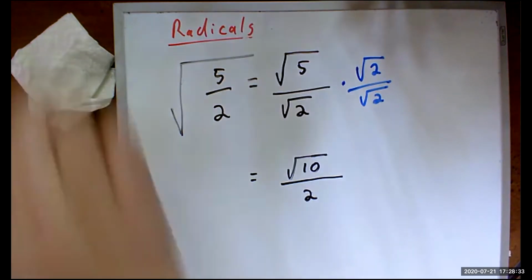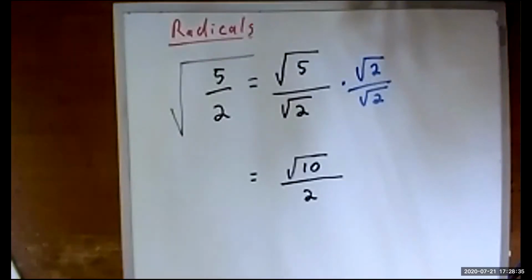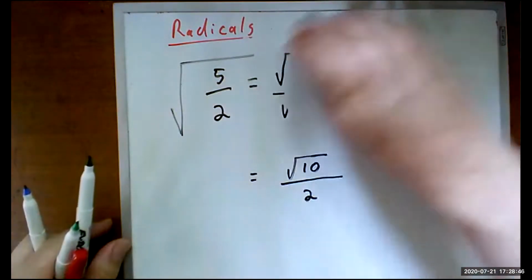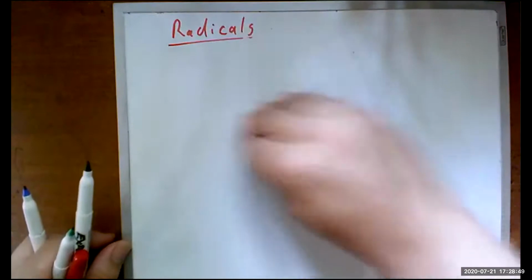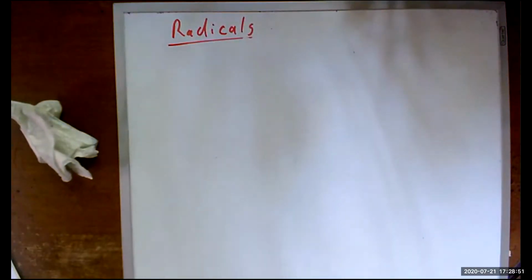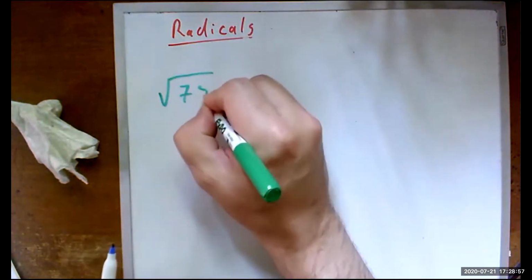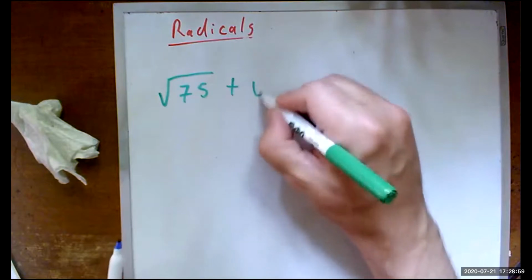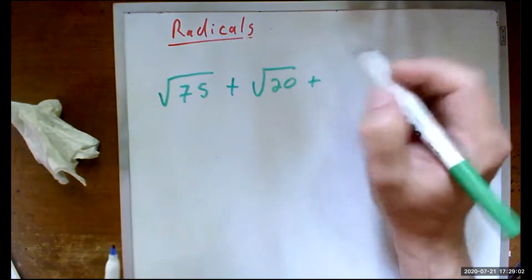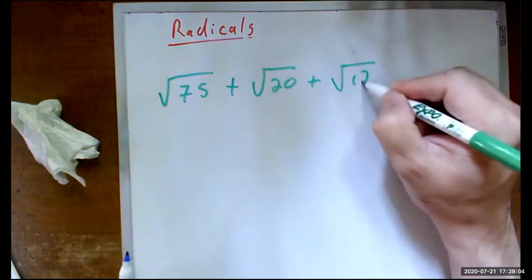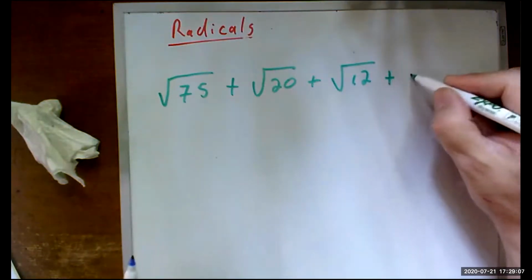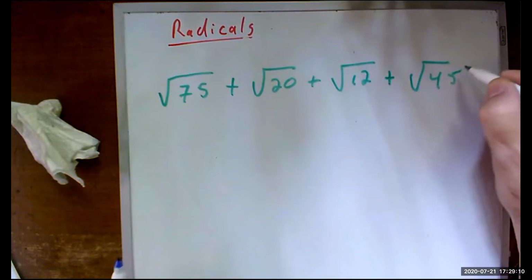The other thing that we want to start to notice about radicals is that they function a lot like questions where you're asked to gather like terms. Anything that's got the same radical on it can be collected. What do I mean by all that? So let's say we have the square root of 75, square root of 20, plus the square root of 12, plus the square root of 45.